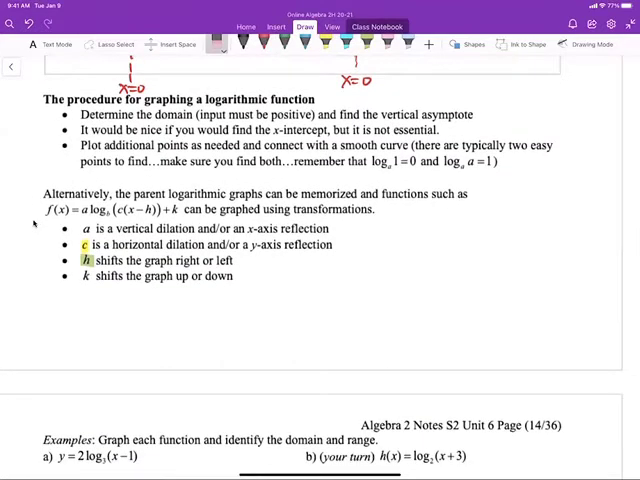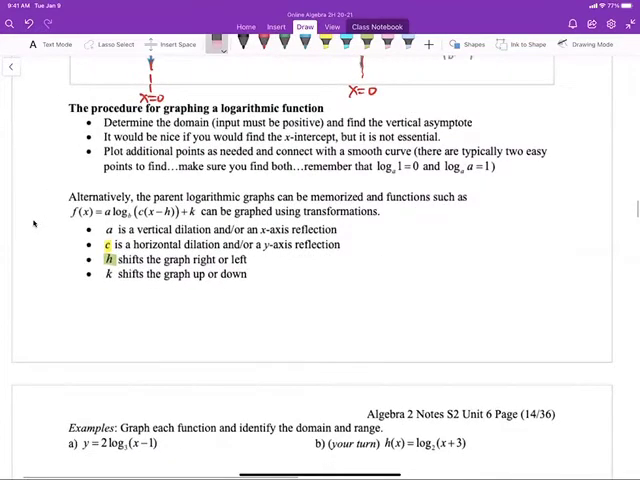The procedure that we're going to use to actually graph logarithmic functions is as follows. So here is our procedure. First, we will determine the domain. If you recall from yesterday's lesson, the input to a logarithmic function, so whatever I have in this parentheses after the base, this has to be positive. And from that, we'll set that input greater than 0, and from it we'll find our vertical asymptote.